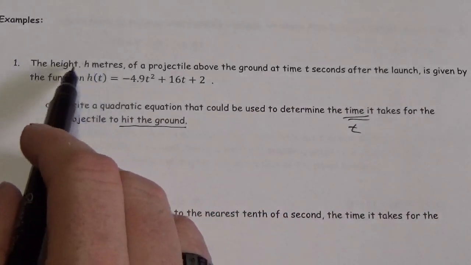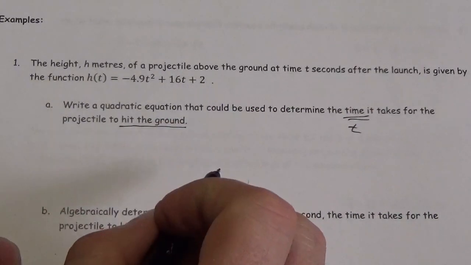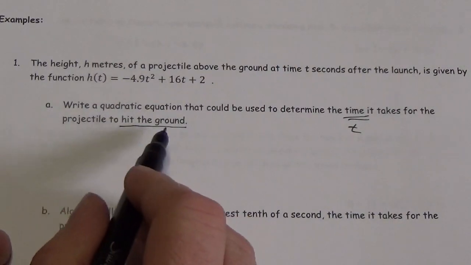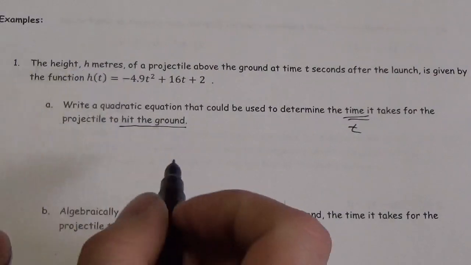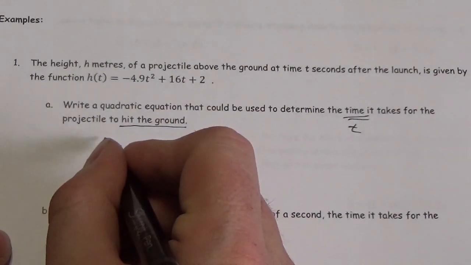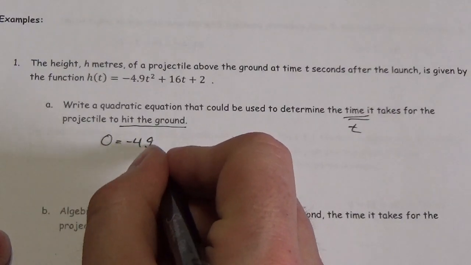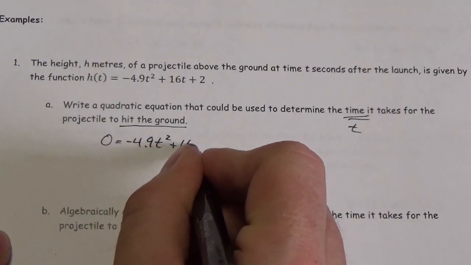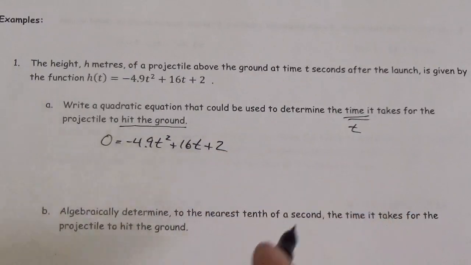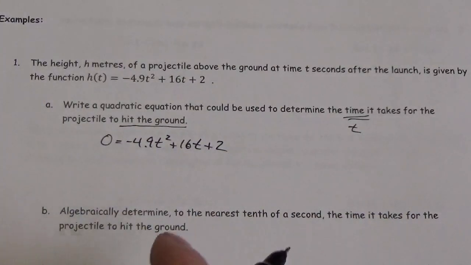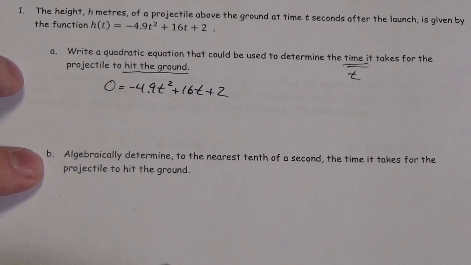Well, h represents the height in meters, and we have to assume in this case that we are measuring this above the ground. So for it to hit the ground, h would have to be equal to 0. So the equation that I want to build here is that 0 is equal to negative 4.9t squared plus 16t plus 2. Now, this is the equation that I want to solve in my next step.